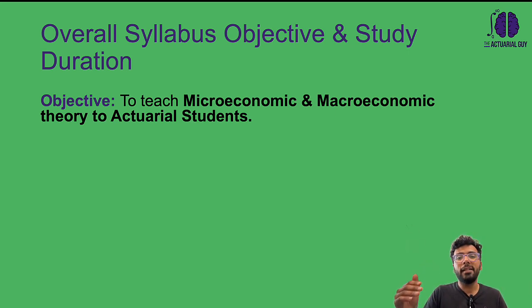So the objective is to teach microeconomic and macroeconomic theory to actuarial students. The idea is that in the long run, when you work as actuaries, you will be working in a macroeconomic context, with a macroeconomic background. Let's say you are trying to mitigate the interest rate risk for your company, which may be an insurance company or a financial institution. You will have to understand how monetary policy works, how the central bank of the country determines its interest rate, what the various tools are that the central bank uses, and what the various macroeconomic factors are that you should care about.